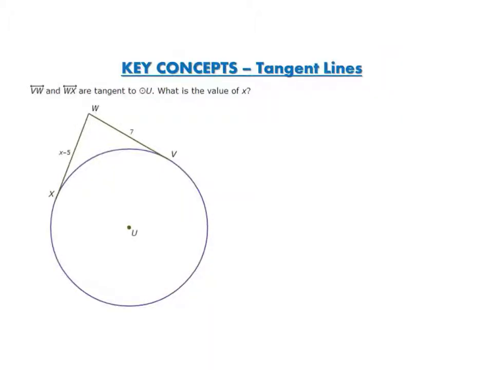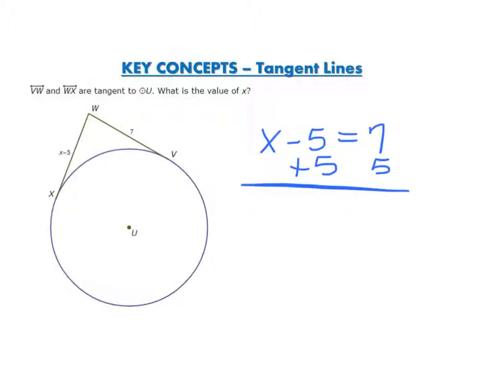Alright, I already know that these two tangent segments are equal. They want to know the value of x. Therefore, I am going to write an equation where they are equal to each other. I have x minus 5 equals 7. I simply add 5 to both sides, and x equals 12. The value of x is 12.